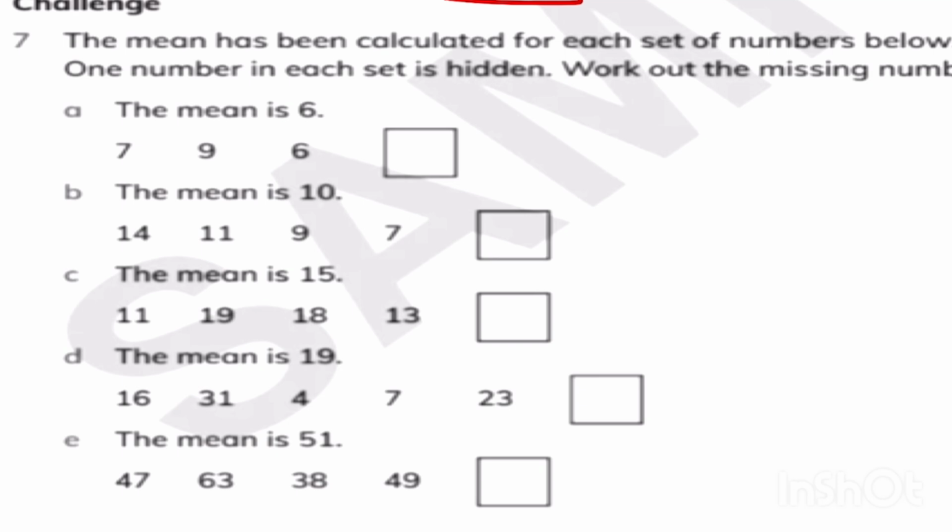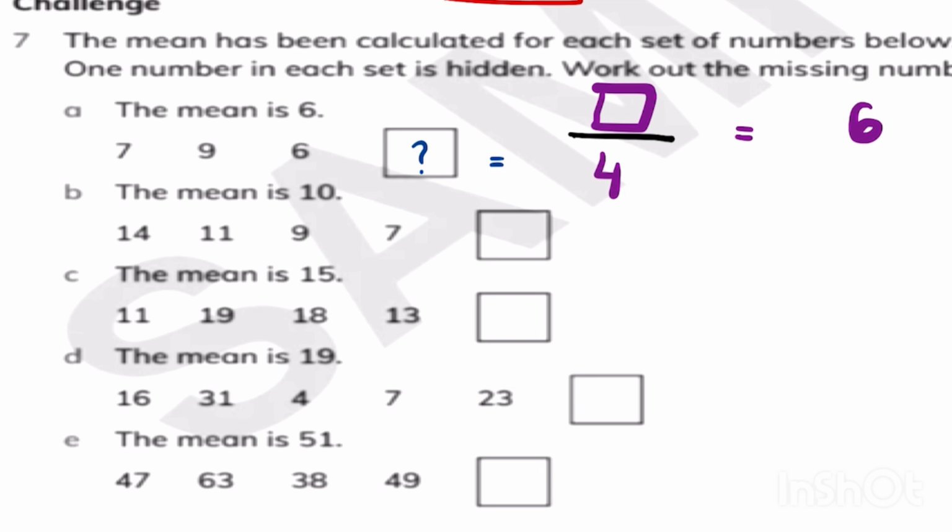Question 7 is a challenge. Here we have been given the mean already, which is 6, but one value is missing, so we can't find the sum. For finding a mean, we know that the sum of all values is divided by the number of quantities, and we get our mean, which is already given as 6. We know that there are 4 numbers, so we'll write number 4. But we don't know the sum.